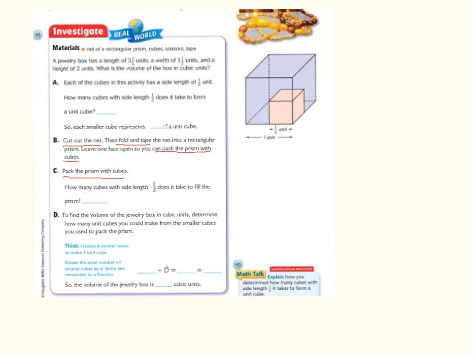So first of all, each of the cubes in this activity has a side length of half a unit. I'm going to give you little units to work with. How many cubes with side length half does it take to form 1 unit cube? Now we already talked about that. It takes 8 half unit cubes to fill up a full 1 unit cube. So each smaller cube represents 1/8 of a unit cube. Oops, that was really sloppy.